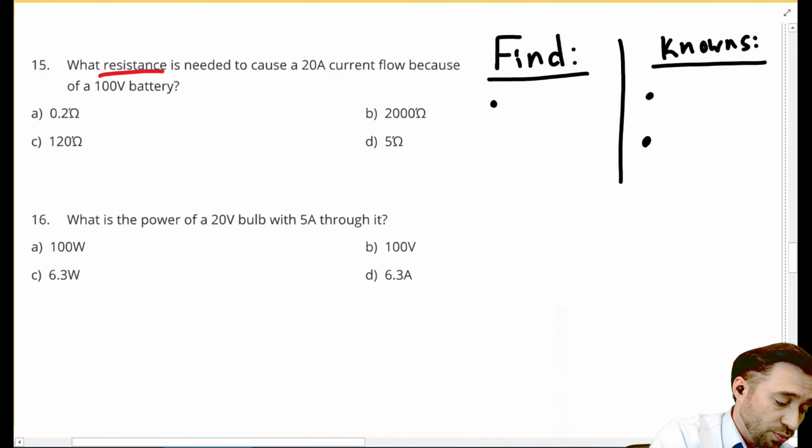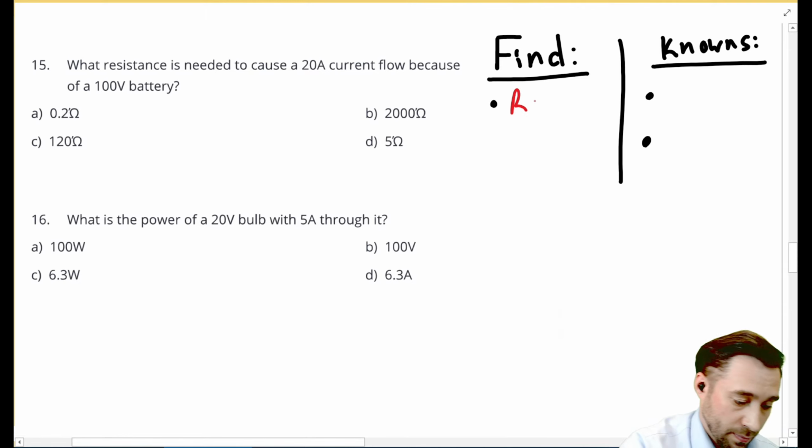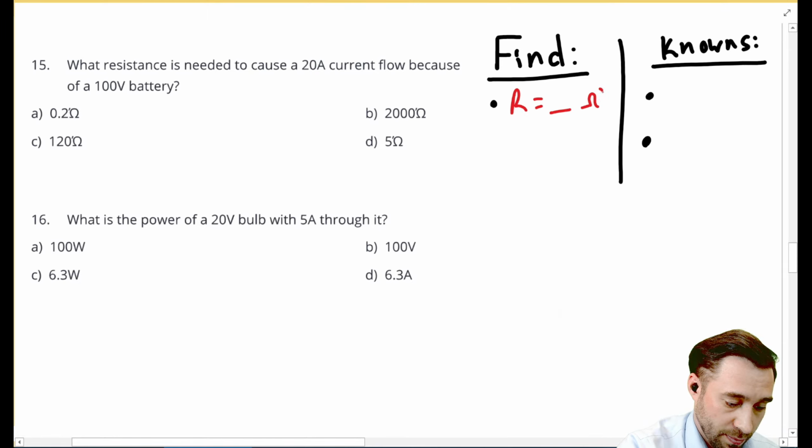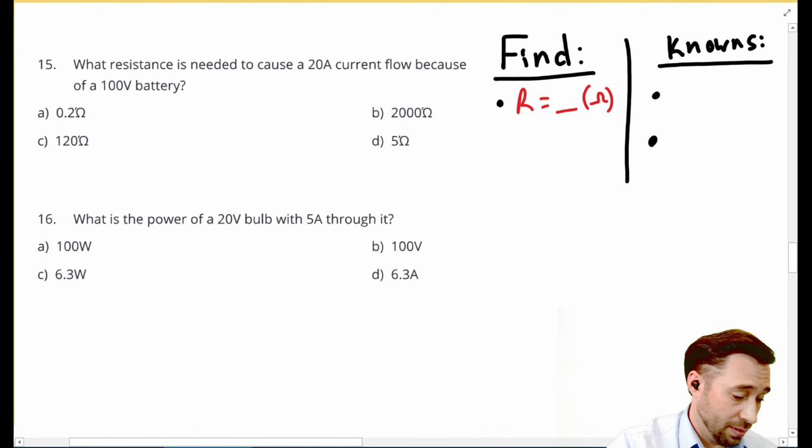What is the resistance? So we're solving for R. And that needs to be in ohms. I cannot draw my omegas correctly today. If you don't use a GFS chart, no. If you're in class, then yes, definitely.